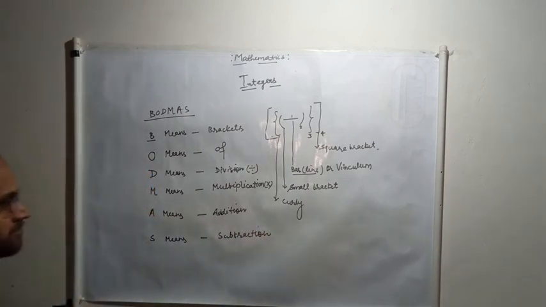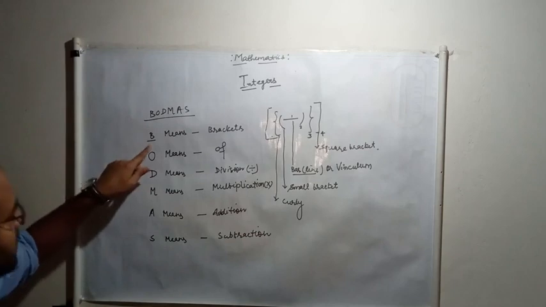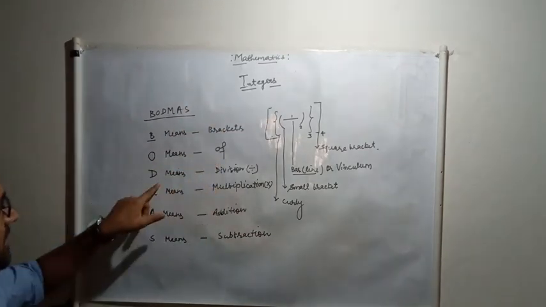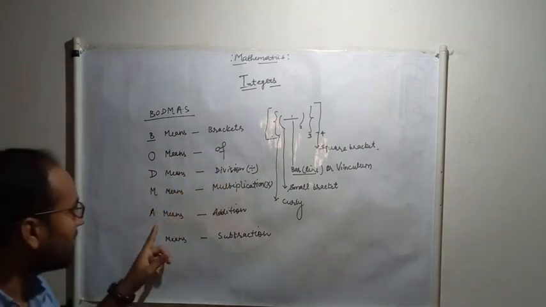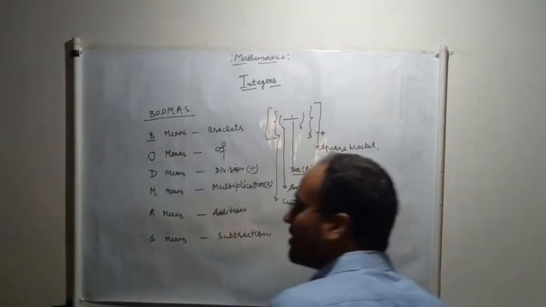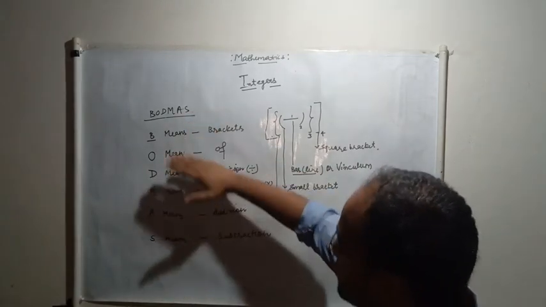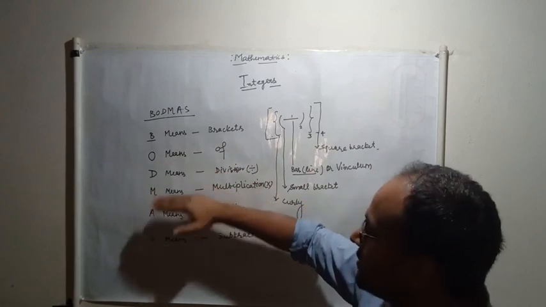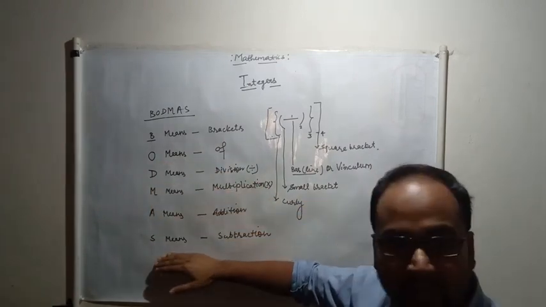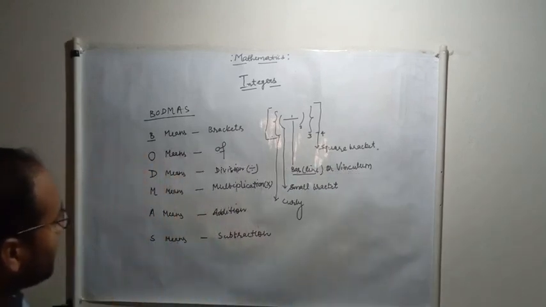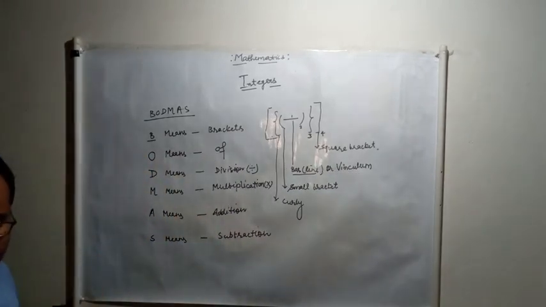So students, in BODMAS, B means brackets, and in brackets there are four types. O means of, D means division, M means multiplication, A means addition, and S means subtraction. So by using BODMAS, first we solve the bracket, then of, then division, then multiplication, then addition, and in the last we solve subtraction. So it is very easy, students. I will take some examples to do these brackets.